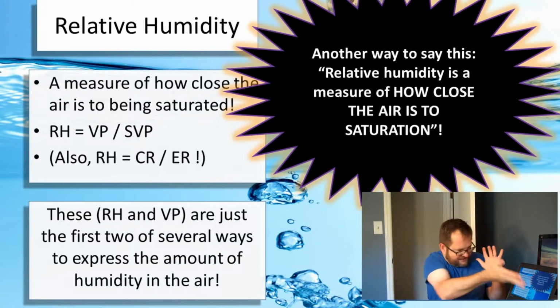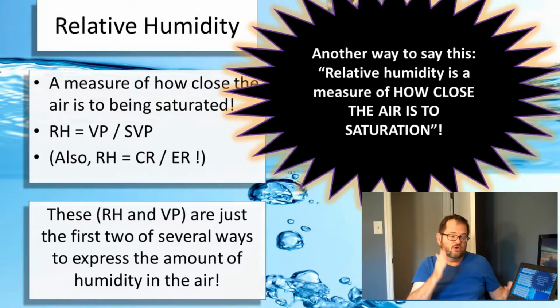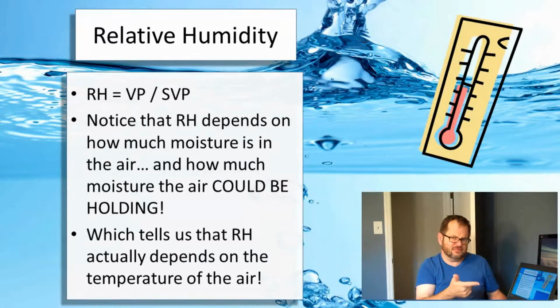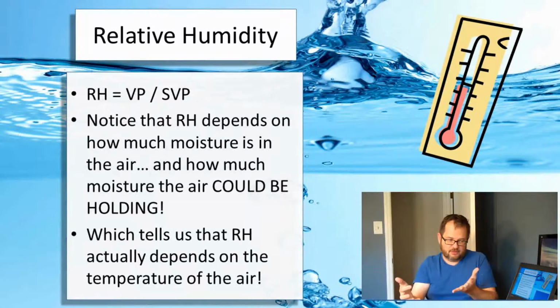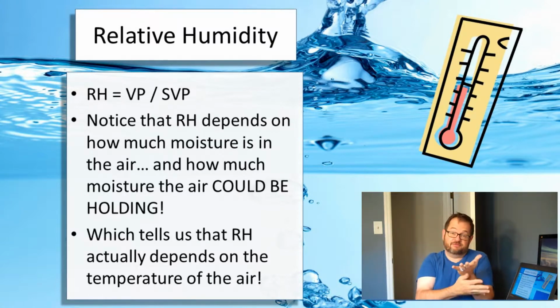That's the key thing to say. Again, I put another thing on there, even though I already said it once in the slide. Important thing to realize: relative humidity is a measure of how close the air is to being saturated. All right. So if we have this definition of relative humidity as vapor pressure divided by saturation vapor pressure, look at the math here. That means the relative humidity depends on two things. In the numerator, the top of the fraction, it depends on vapor pressure, which is all about how much water vapor there is in the air. And in the denominator, the bottom of the fraction, it's saturation vapor pressure, which is how much water vapor the air could be holding.